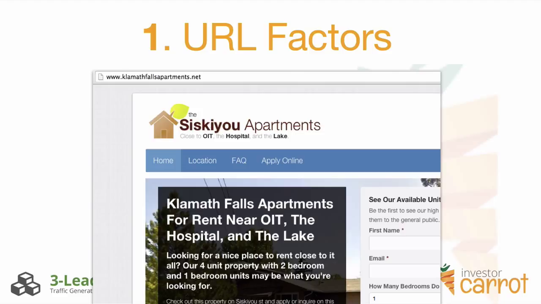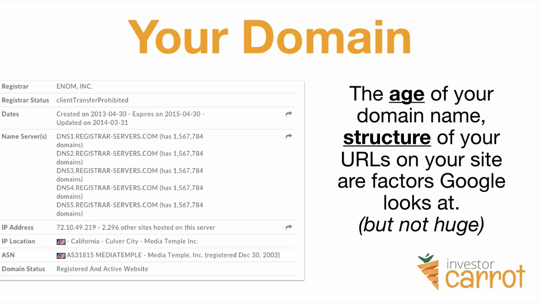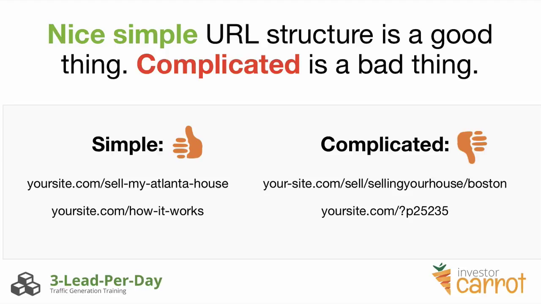And once again, URL factors, we're talking about your actual domain name. So there's certain things that could affect the way that your website ranks, like how long you've owned the domain, the age, the way that your website is set up, like I said. And here's certain things. The age of your domain name and the structure of your URLs on your website are factors Google looks at. Okay, but they're not huge, but they are factors Google looks at. A nice, simple URL structure is a really good thing.